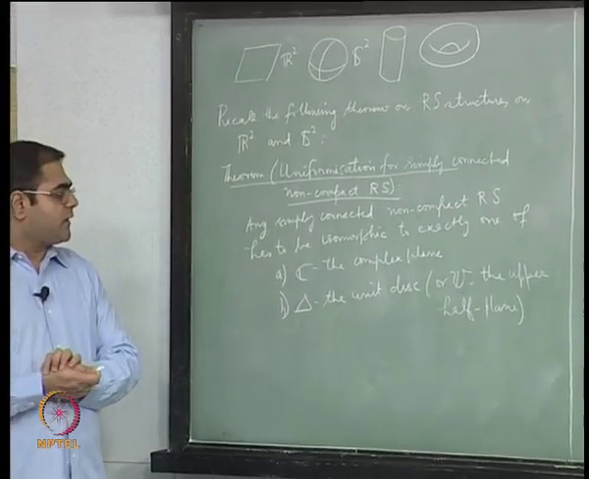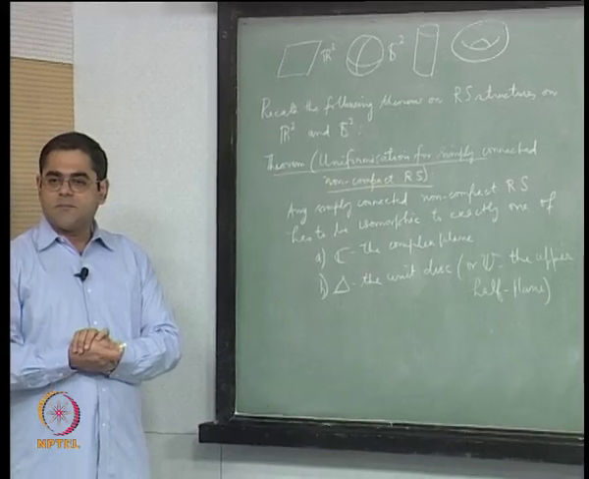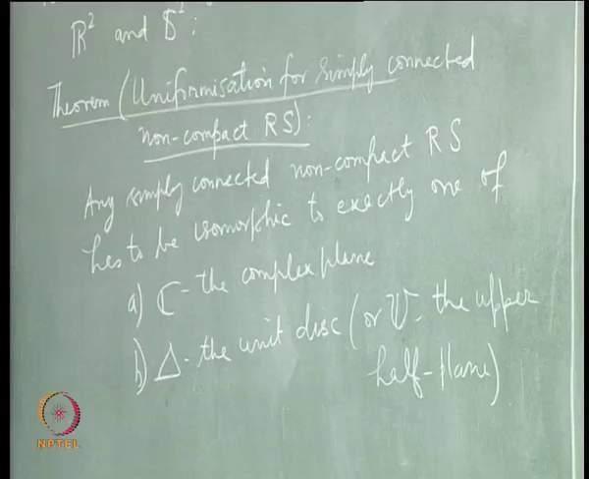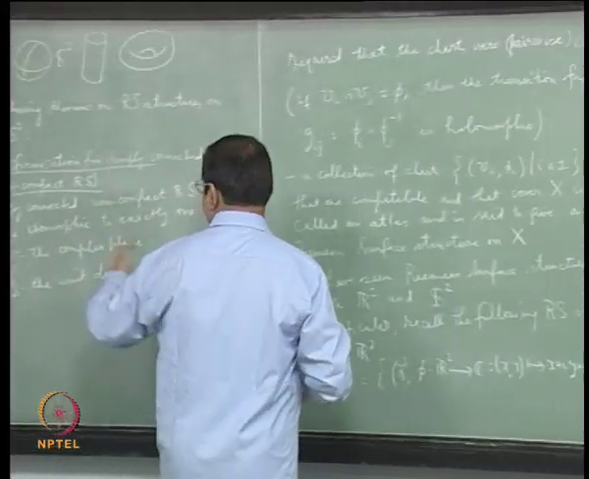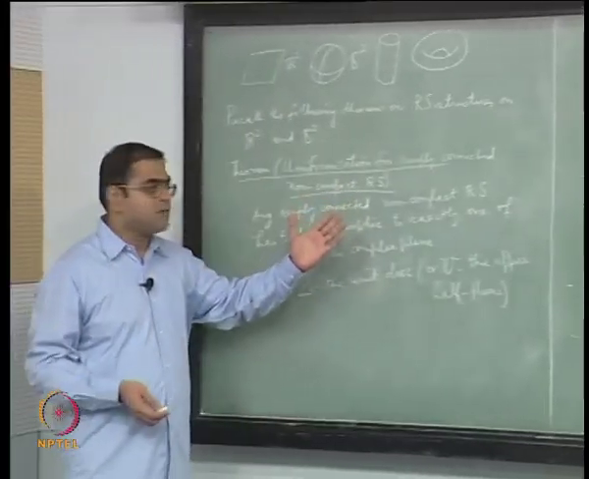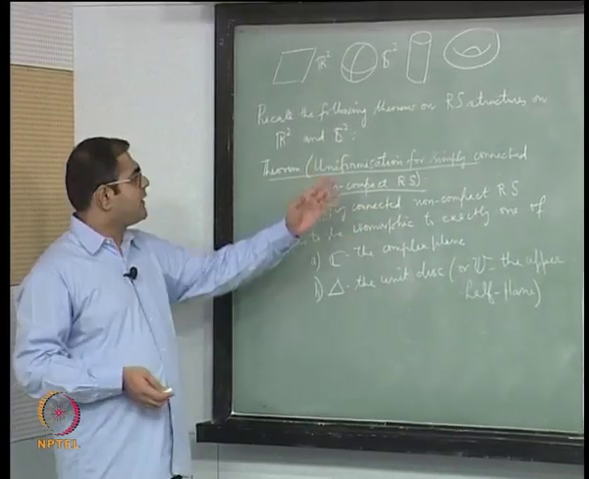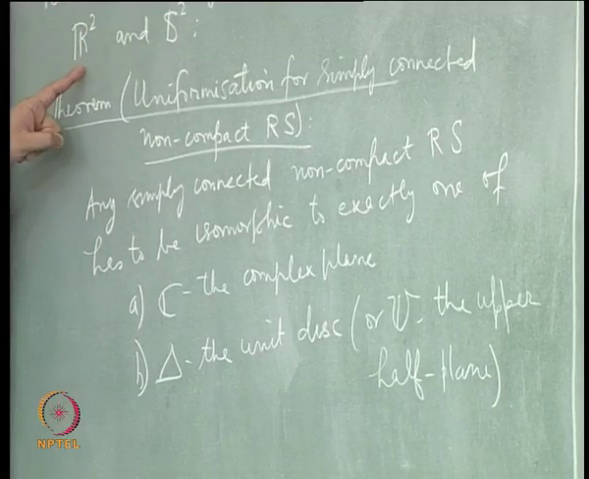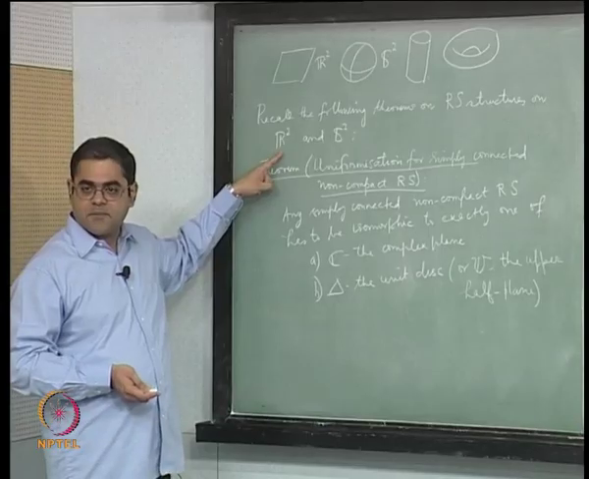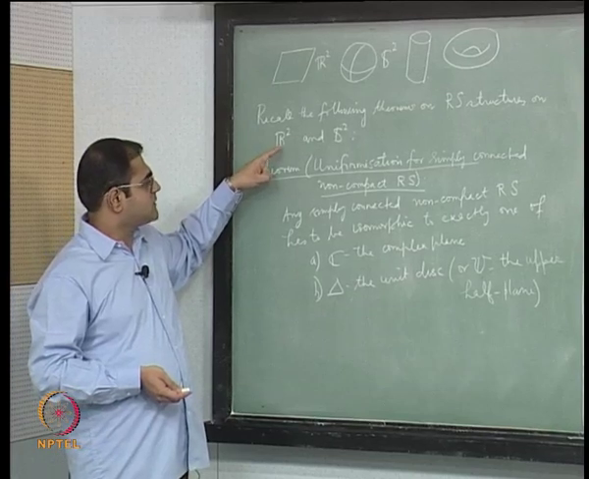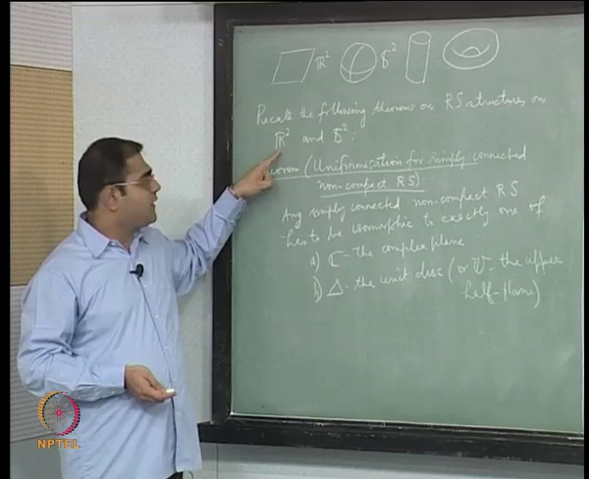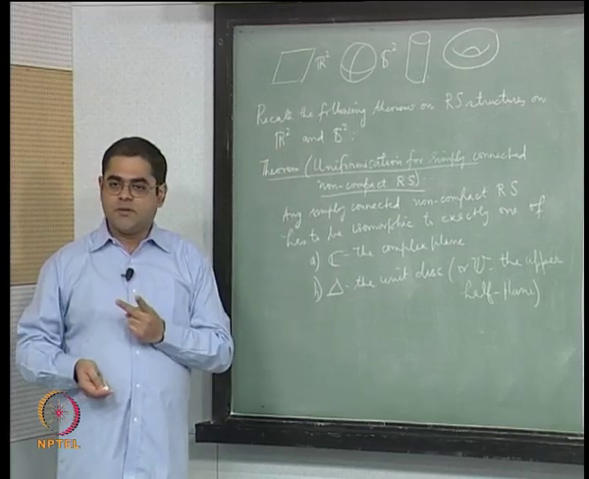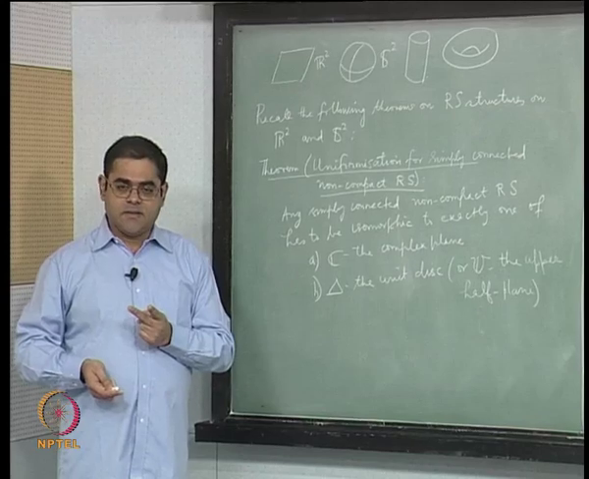U is the upper half plane, namely complex numbers with imaginary part greater than 0. Well, this is the uniformization theorem for simply connected non-compact Riemann surfaces. What does it tell you? It tells you that if you try to look at Riemann surface structures on R2, because R2 is certainly non-compact and it is certainly simply connected, then on R2 you can put only two possible Riemann surface structures.